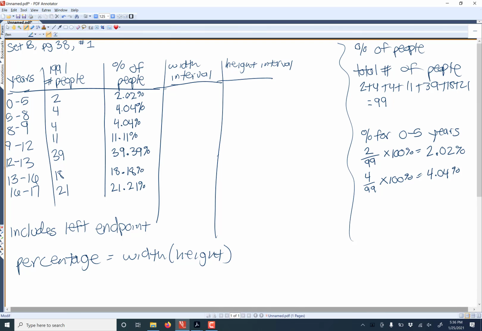Okay. So again, it first gave me the number of people, but when we learned how to do histograms, we've usually had percentages, so I had to change them all to a percentage by dividing by the total number times 100%. Okay, that's before you really start the histogram. Now we're going to worry about the histogram.